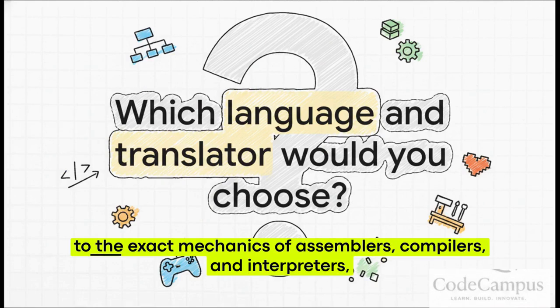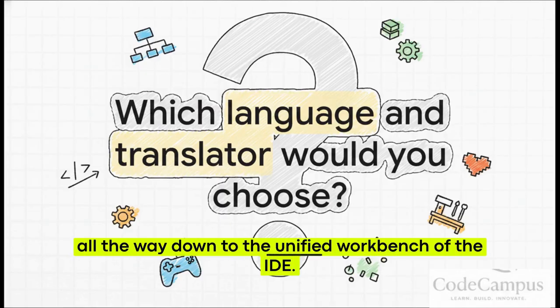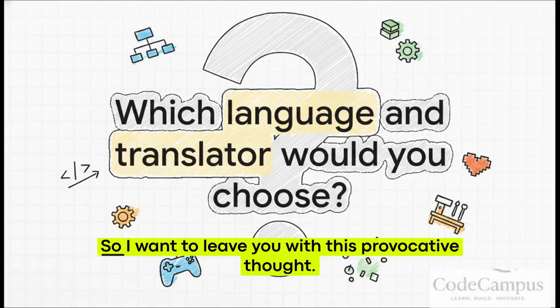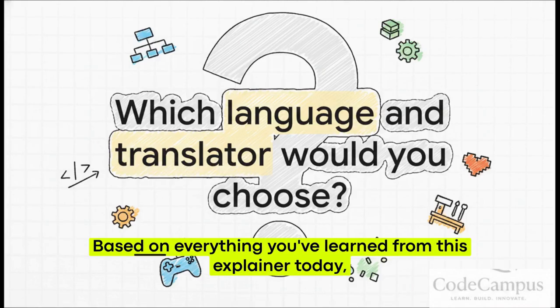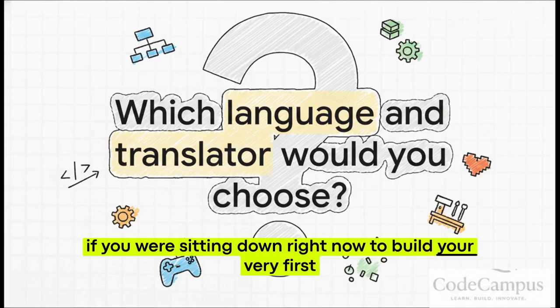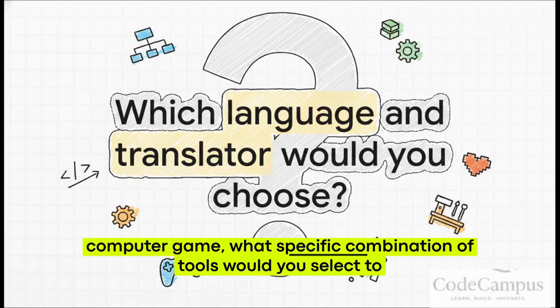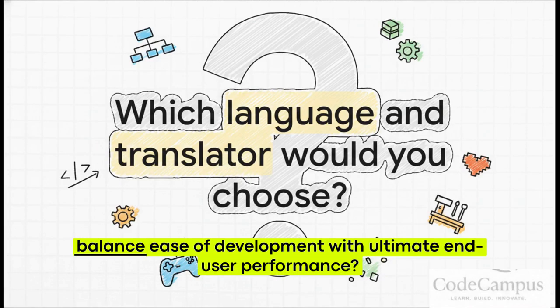We have covered a tremendous amount of ground today, from the core differences between high and low-level languages, to the exact mechanics of assemblers, compilers, and interpreters, all the way down to the unified workbench of the IDE. So I want to leave you with this provocative thought. Based on everything you've learned from this explainer today, if you were sitting down right now to build your very first computer game, what specific combination of tools would you select to balance ease of development with ultimate end-user performance?